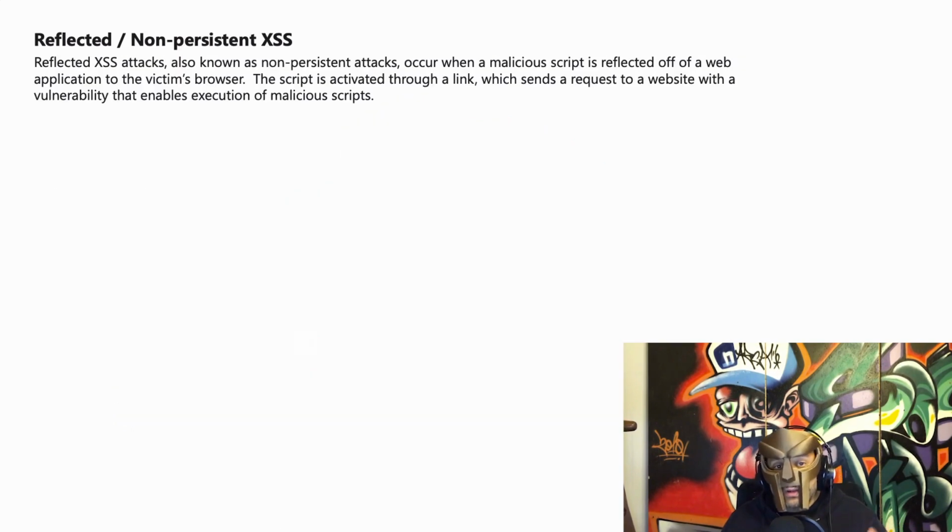Next we have the reflected, or non-persistent. We know it's also known as non-persistent, and it occurs when a malicious script is reflected off of a web application to the victim's browser, kind of like it bounces off. It doesn't stick. The script is activated through a link, which sends a request to a website with a vulnerability that enables the execution of the malicious script.